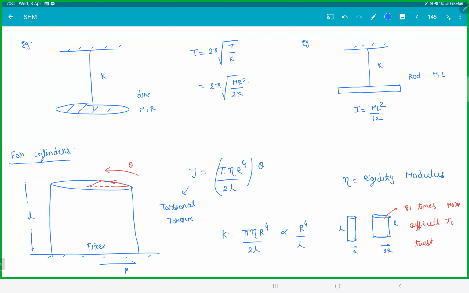You twist it by theta, you'll get torque, and this torsional constant's discussion can go to advanced level. Have a look at this. Questions will be straightforward. They'll give you the value of k, and you need to find the value of I, put it there, and you're done. Any notes?